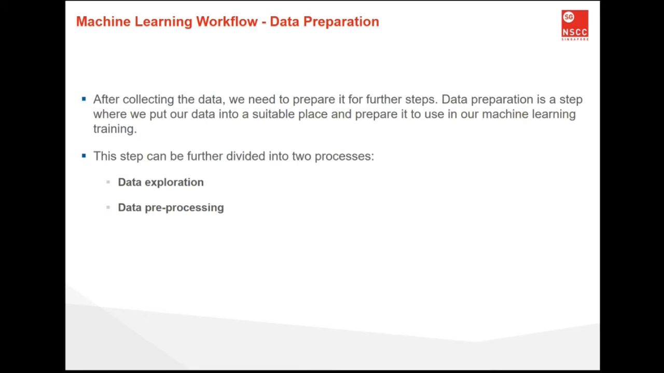After collecting the data, we need to prepare it for further steps. Data preparation is a step where we put our data into a suitable place and prepare it to use in our machine learning training. In this step, firstly, we put all the data together and then randomize the ordering of data. This step can be further divided into two processes.